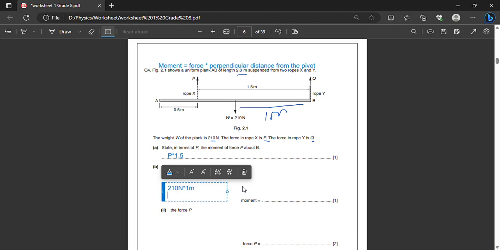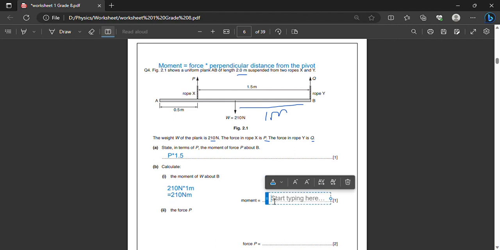So the answer of this will be 210 Newton meters. Newton meter, yeah. So you can write down this is easy, 210 Newton meter.